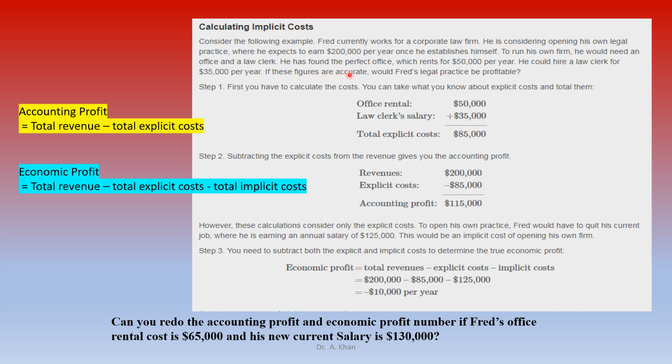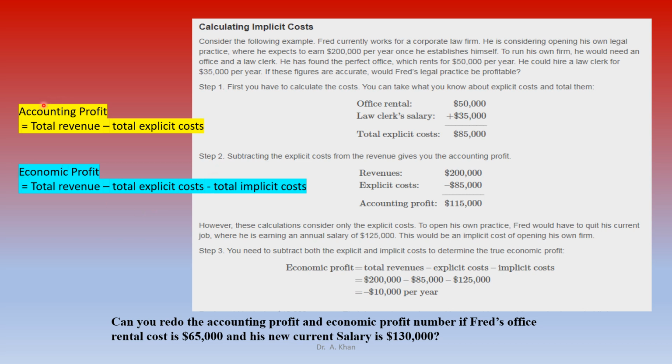He has found the perfect office space that will cost him $50,000 per year, and he also found a very collegial and well-prepared legal clerk who will provide his service at $35,000 per year, maybe a part-time paralegal. So now we have to calculate Fred's legal practice profit situation, both in terms of accounting profit and then in terms of economic profit.